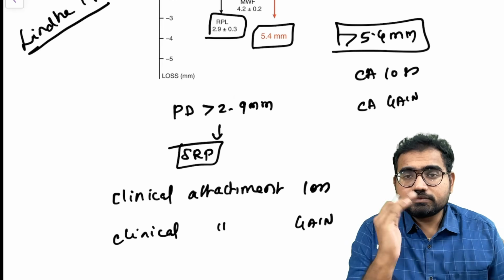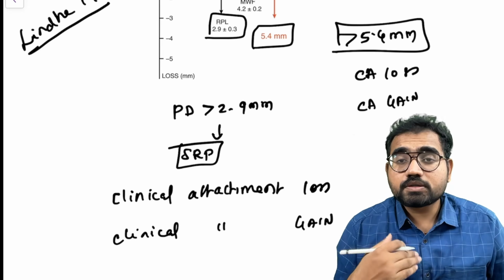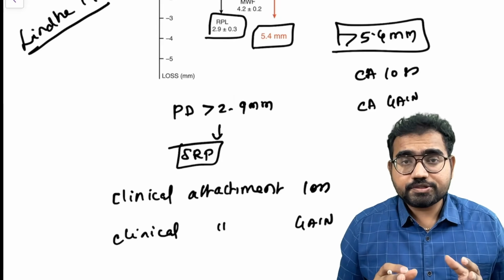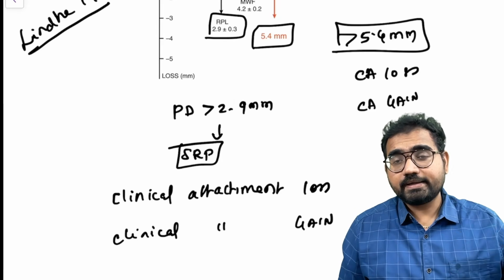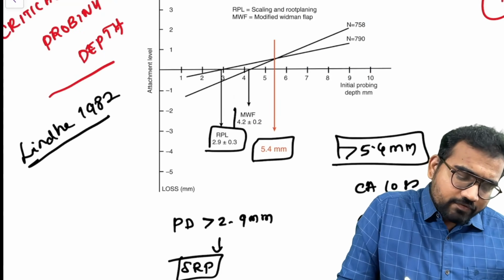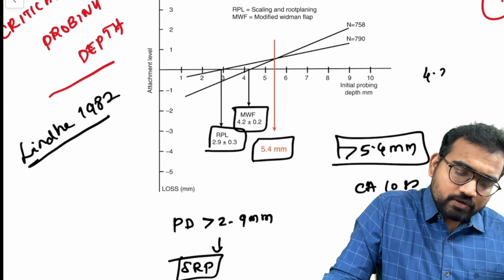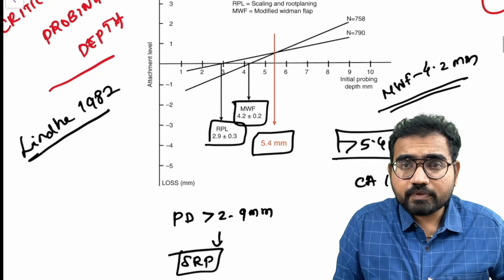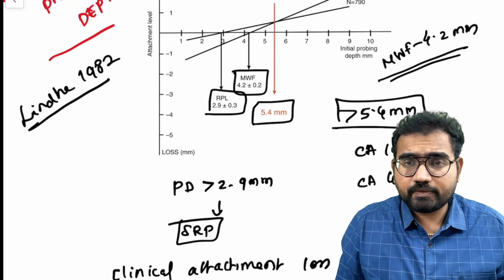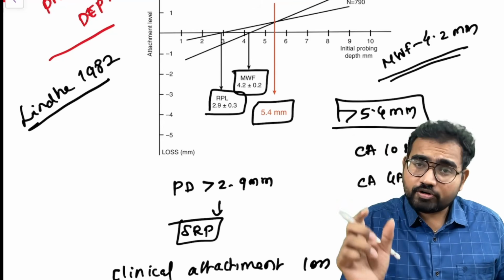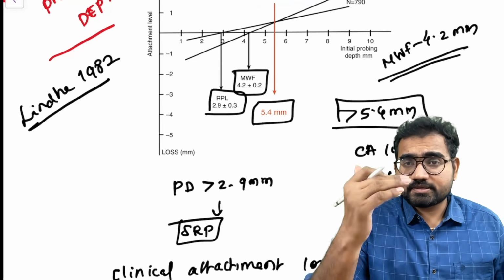Okay, this is how they scrutinize which patients are ideal candidates for flap surgery. This is for the modified Widman flap, 4.2 mm. So patients having 4.2 mm can be taken up for the modified Widman flap procedure. But again, the modified Widman flap has a lot of specific characteristics which we'll be discussing further.